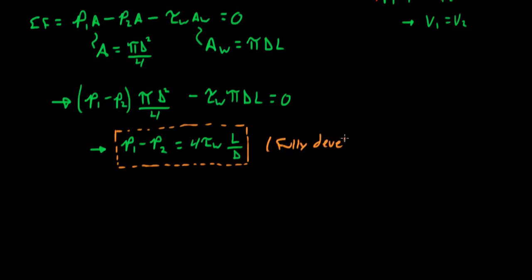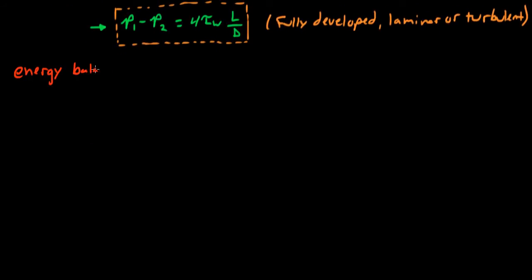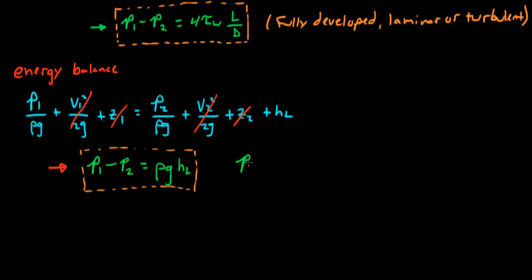Note that this applies for any fully developed internal flow, whether it's laminar or turbulent. We can also apply the conservation of energy to this flow in the form developed earlier. We have the total head at station 1 equal to the total head at station 2 plus the head losses due to friction. For this pipe, the flow is level and the velocities are equal. The energy balance tells us that the change in pressure is equal to the head loss times the density times the acceleration due to gravity. We also see that the head loss is equal to the change in pressure divided by the density times the acceleration due to gravity.